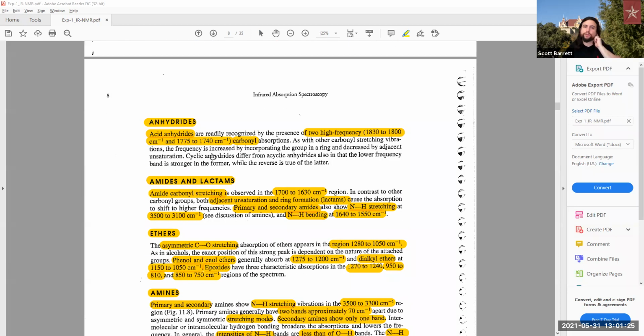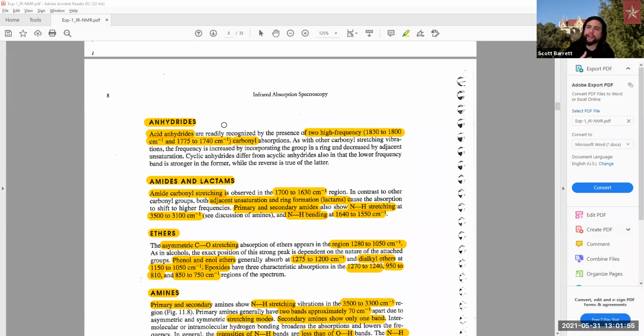Okay, so going forward now into anhydrides, an acid anhydride would be known by two high-frequency peaks. These would be at 1830 to 1800 and 1775 to 1740 inverse centimeters. One good thing I would recommend, this would be a time for flashcards or any sort of app that could perform a flashcard function, so that you can start to memorize where these locations are.